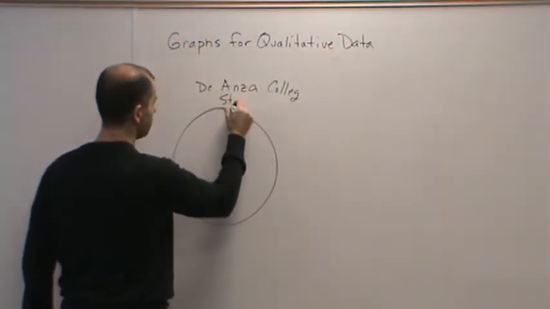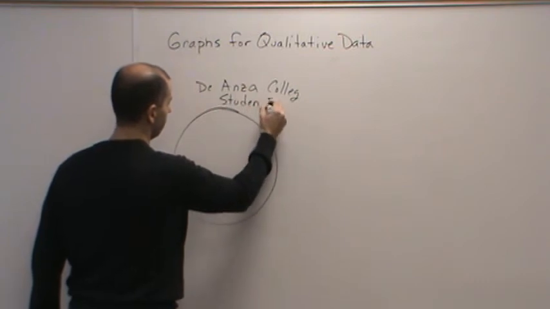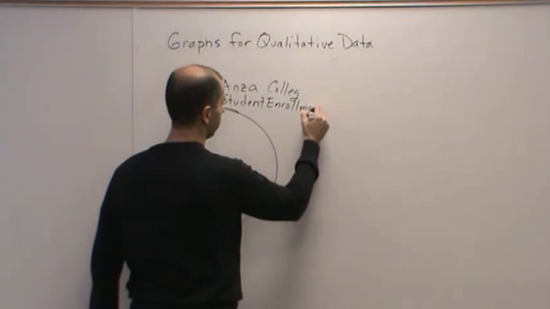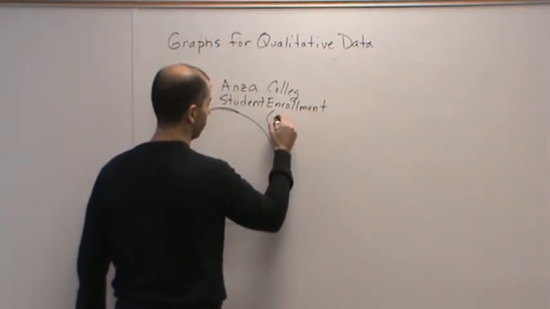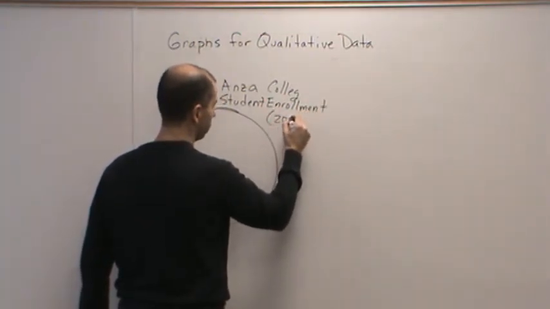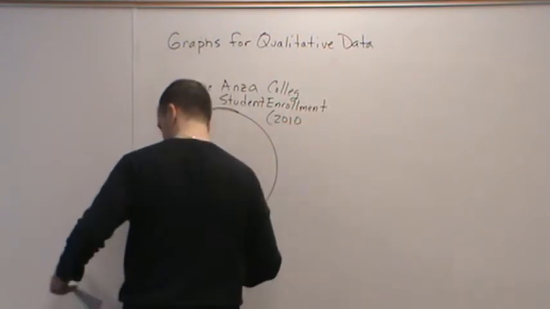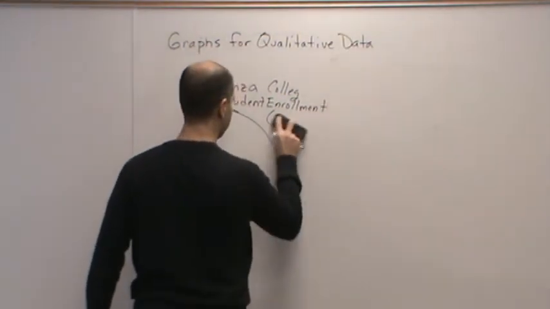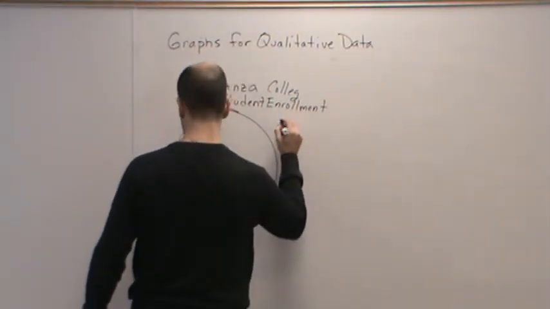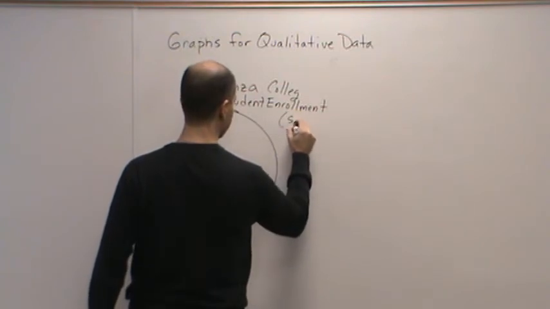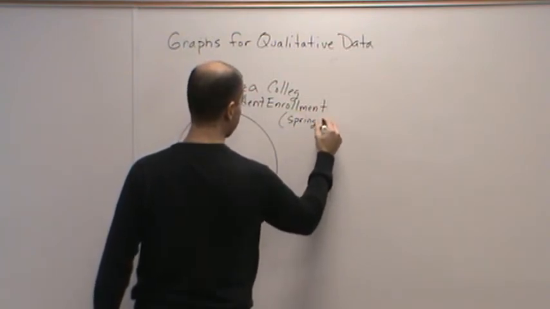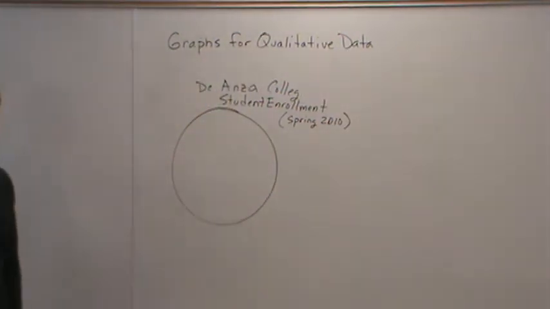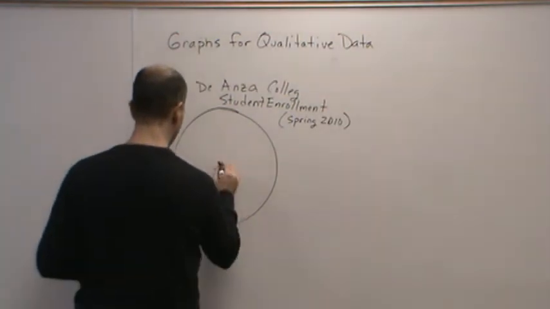And this is going to be for student enrollment (2010). Which quarter? Spring. So this will be the spring quarter of 2010, okay? So now, I put a dot in the middle.